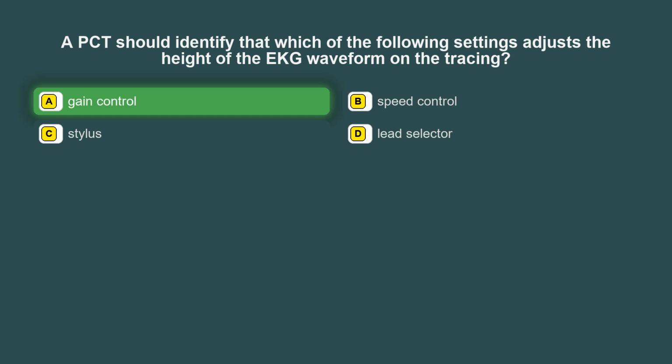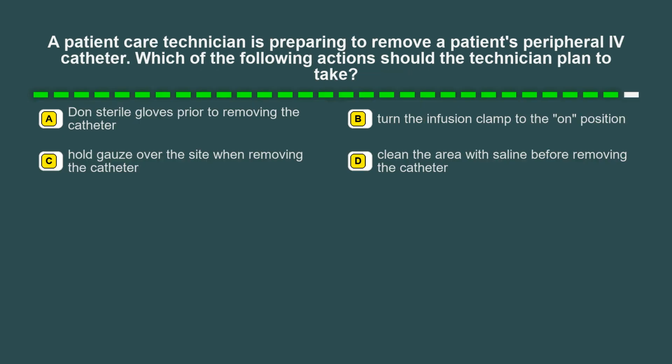The correct answer is option A, gain control. Question 58. A patient care technician is preparing to remove a patient's peripheral IV catheter. Which of the following actions should the technician plan to take?